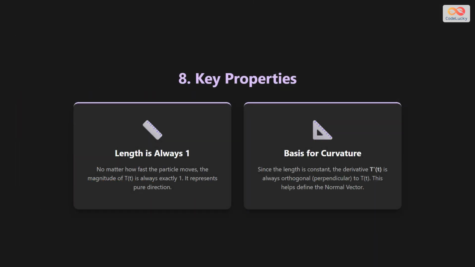There are 2 key things to remember. First, the length of T is always 1. Second, because its length is constant, its derivative is always perpendicular to it. This property is what allows us to define the normal vector later on.